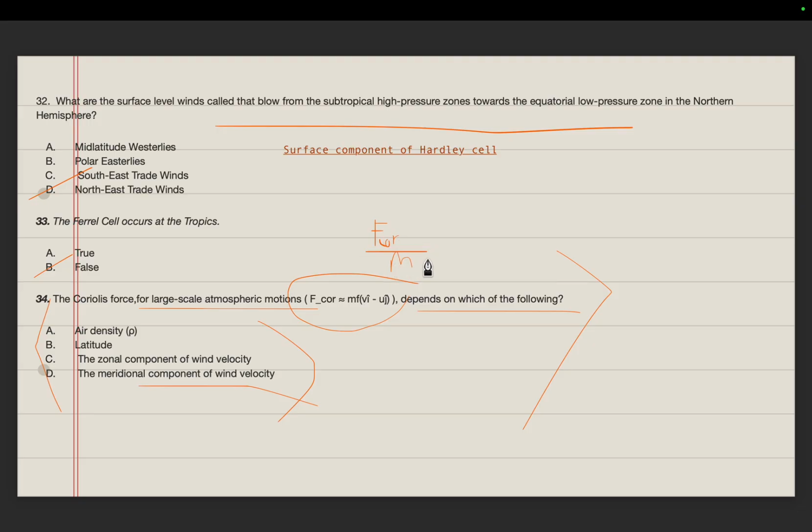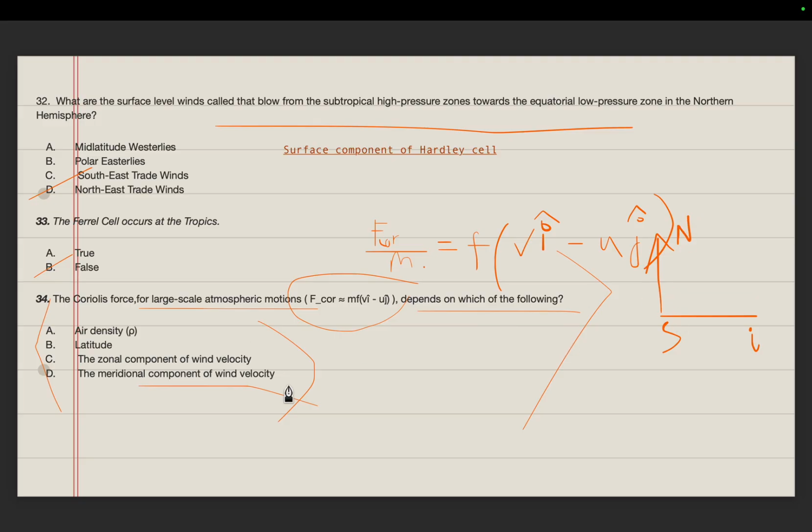F times (V i cap minus U j cap). i is the west to east direction, known as the zonal velocity direction or the zonal direction, and the south to north direction is known as the meridional direction.